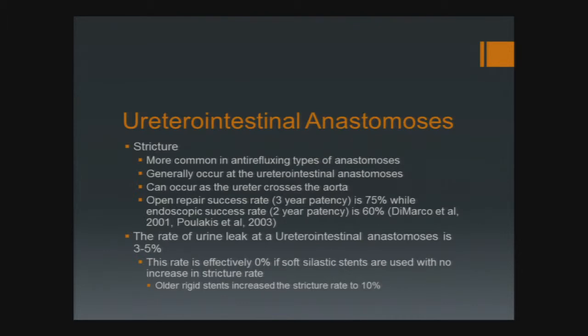The rate of urine leak at ureterointestinal anastomosis is about 3 to 5%. If you use one of those soft stents, if anybody's rounded on a cystectomy patient, you've seen the stents hanging out of their conduit. Those reduce that rate to about 0%. We used to use harder stents, and because of the rigidity of the stent, there's probably some compromised blood supply and that led to about a 10% stricture rate with those harder stents, but the softer stents don't have that same problem.